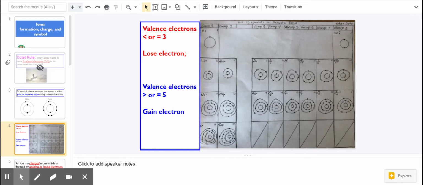So here's the rule. Valence electrons less than or equal to 3, they would just lose those electrons to become stable. Valence electrons larger than or equal to 5, like groups 5, 6, and 7, they would just gain electrons to become stable. Group 8 does not give away or gain. Those elements are very stable by themselves. Please write this part down.